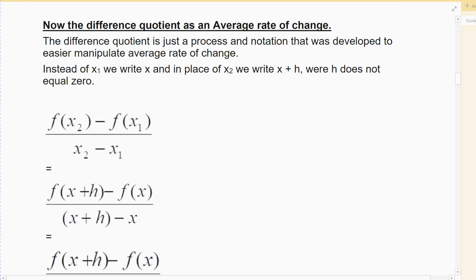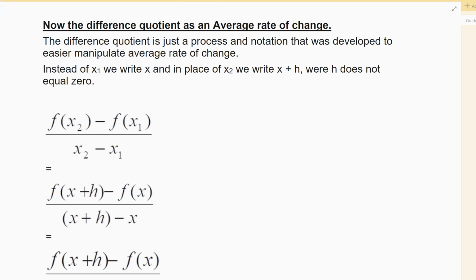Now we talked about average rate of change in the last video. Now using the difference quotient as the average rate of change. The difference quotient, which again, especially in an advanced algebra class, they usually introduce and have you practice simplifying, which you're going to need to know how to do in this section and the next section.